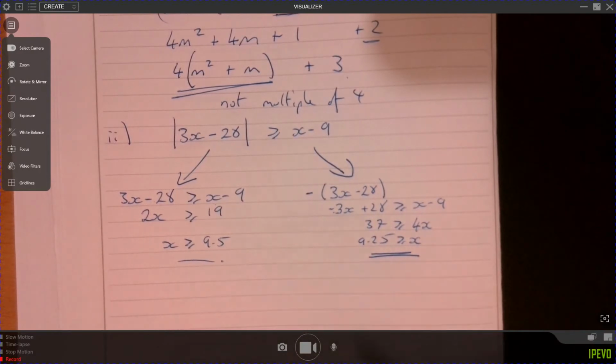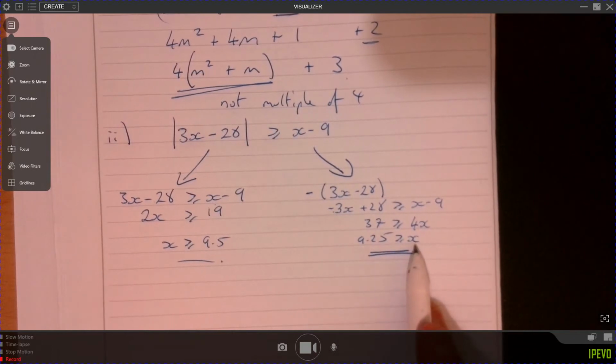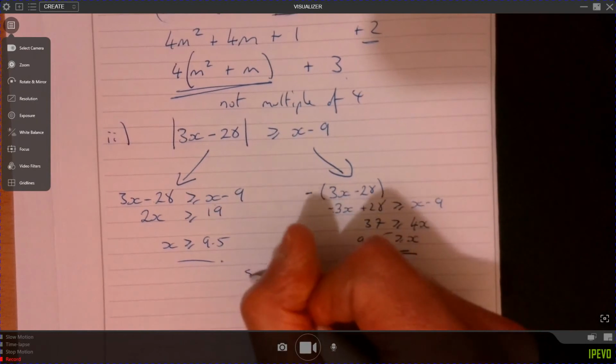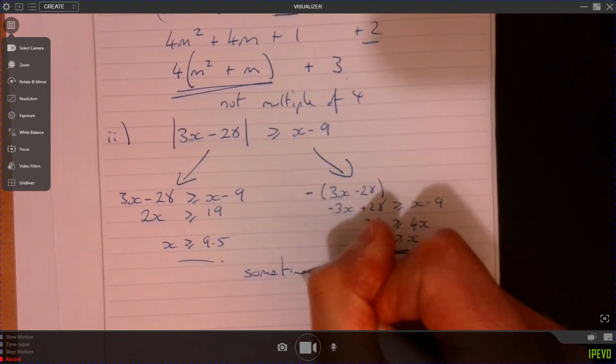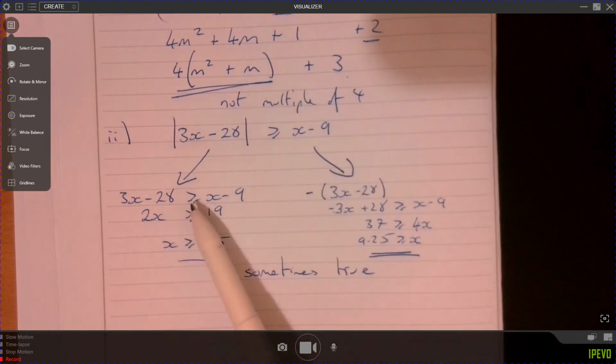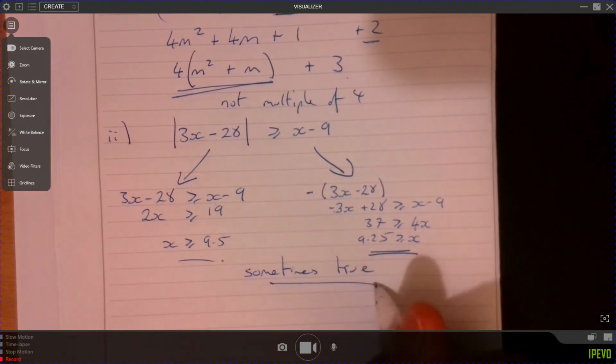Well, wait a minute, there's a gap in the middle. So if I were to take a number like 9.3 or 9.4, then that would not be true. But it's true when x is less than or equal to this, and when it's more than or equal to this. So the answer is that it's sometimes true. Now you could just try some numbers out. If you try a number like 8, then you'll find that that's true. And if you were to try your 9.3 or 9.4, you would show that it wasn't. So therefore you could come to the same conclusion.